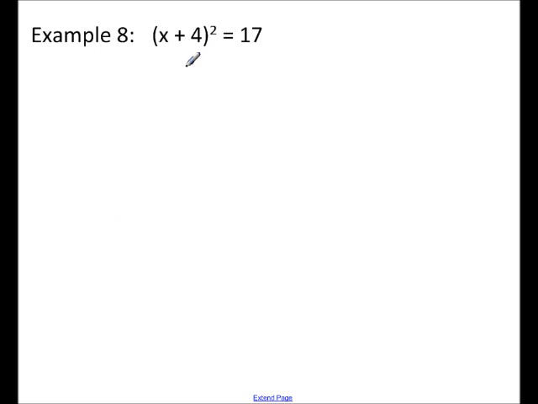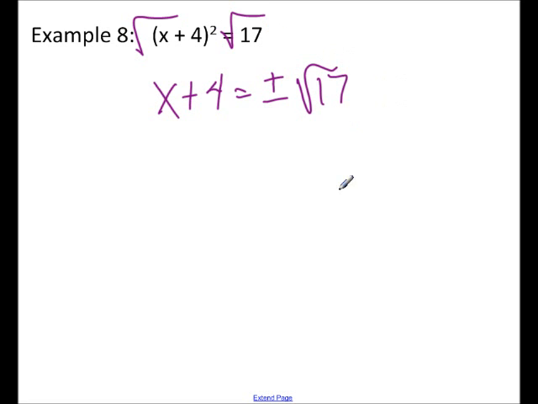Alright, example number 8. Same situation going on here. We're ready to take our square root. x plus 4 equals, well, do I know what the square root of 17 is? No. It's 16 we do, but 17 we don't. Can we simplify 17? No. So we just leave it. It's alright. And this is the kind of neat part of little math here. I like this stuff. Well, we got a plus or minus root 17 here.